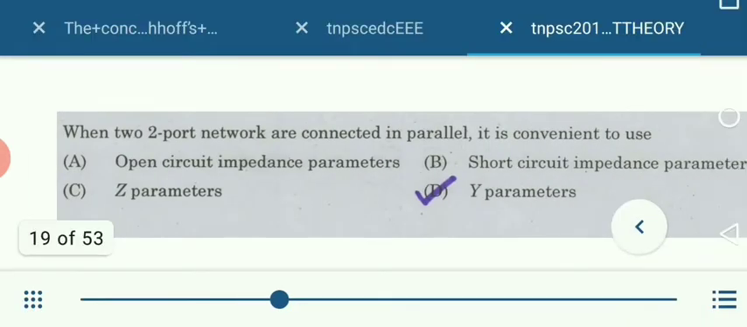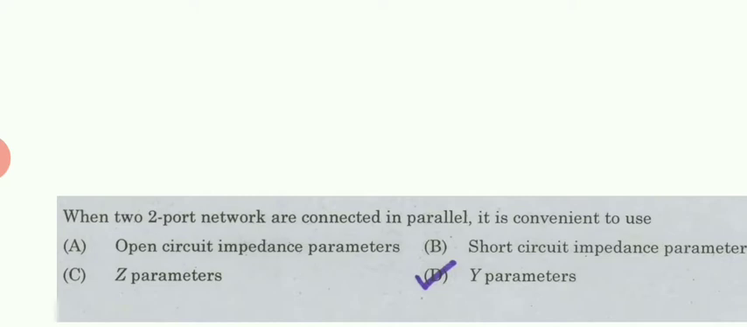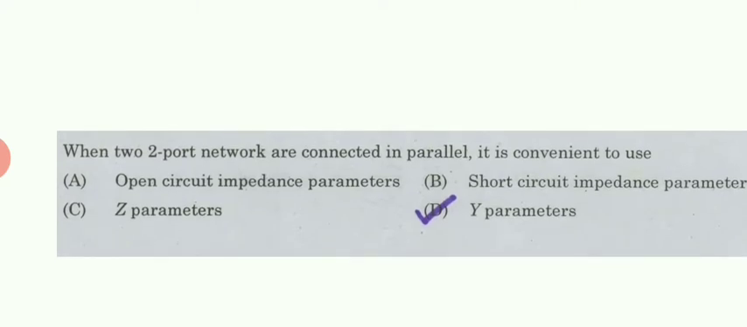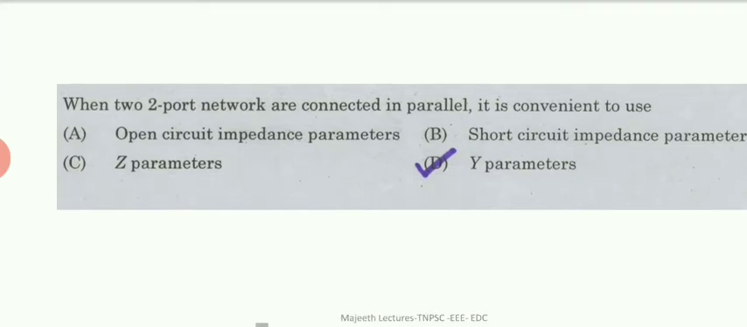And the first question is, when two-port networks are connected in parallel, it is convenient to use. See, we always know that whenever the circuit is in parallel, it is better to use admittance. So here admittance parameters will be useful. So Y parameter is the best one to use when we have a network in parallel. So option D is the right answer.